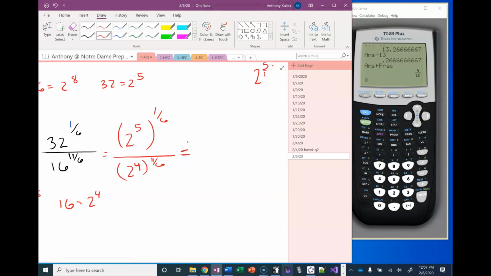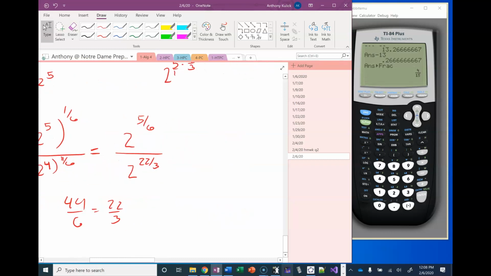So how do I do an exponent of an exponent like that? What do I do to the exponents? Multiply. What's 5 times 1/6? Good. And what's 4 times 11/6? Okay, 44 over 6, but that reduces, right? To just 22 over 3. Everybody okay here?